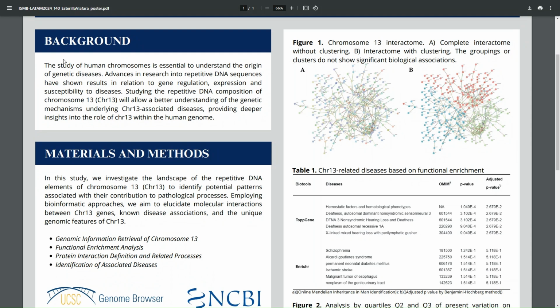This study aims to characterize chromosome 13 genomic context, focusing on associations with DNA repeat sequences, functional enrichment, and disease-related variants, to better understand potential impacts on gene regulation and chromatin dynamics.